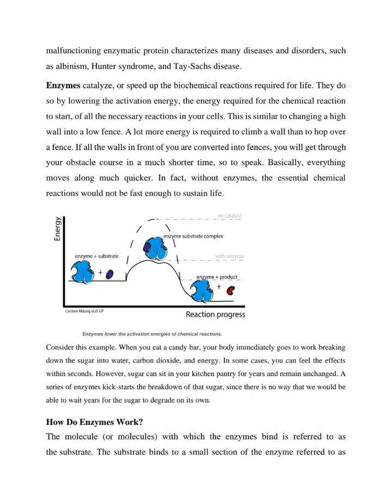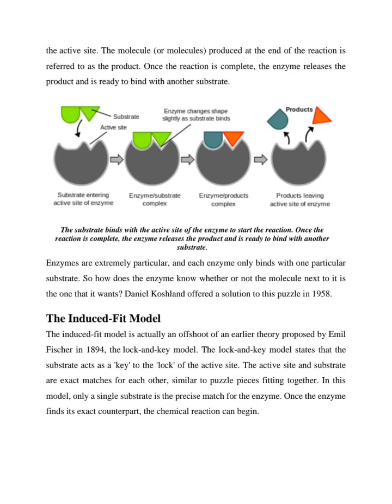How do enzymes work? The molecule or molecules with which the enzyme binds is referred to as the substrate. The substrate binds to a small section of the enzyme referred to as the active site. The molecule or molecules produced at the end of the reaction is referred to as the product. Once the reaction is complete, the enzyme releases the product and is ready to bind with another substrate.